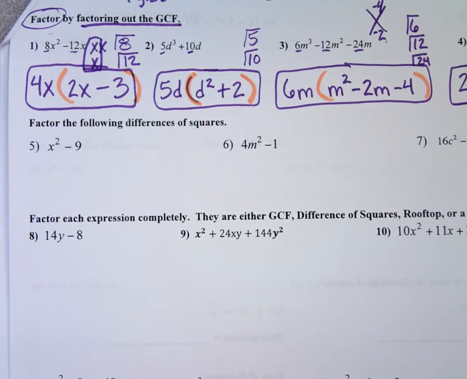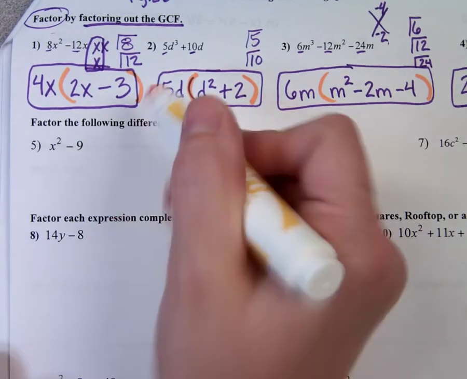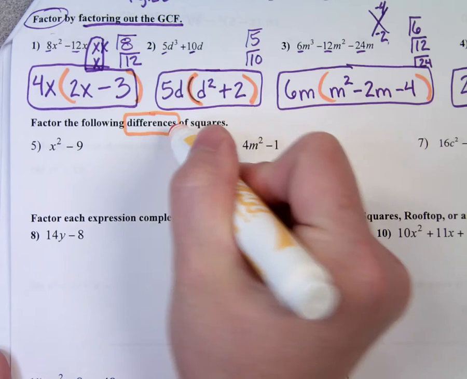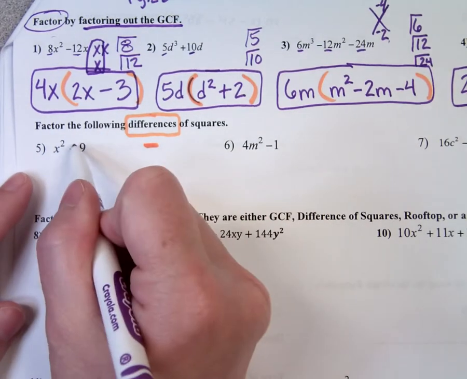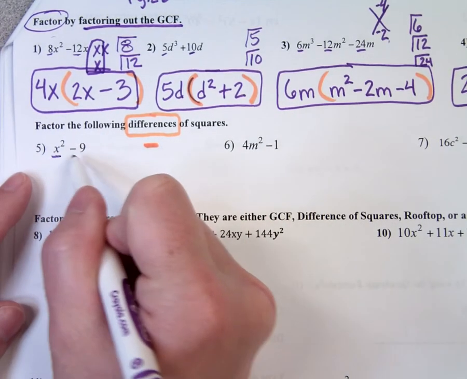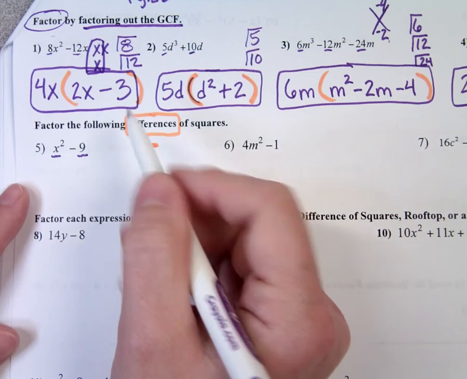Okay. A difference of squares. Remember, the word difference means there has to be a minus sign in the problem. If you don't see a minus sign, there's no way it can be a difference of squares. So number 5, it does have a minus sign. These are both perfect squares surrounding the minus sign.